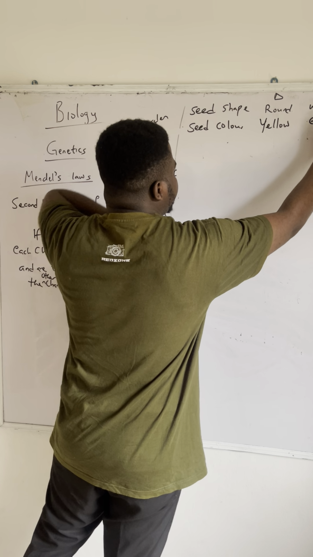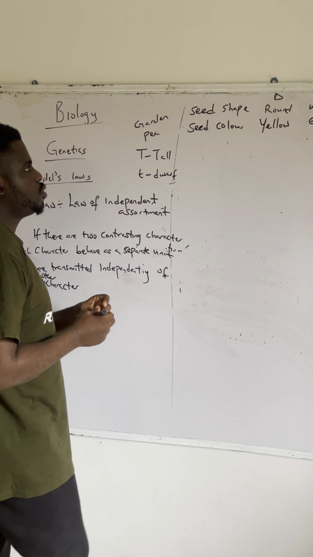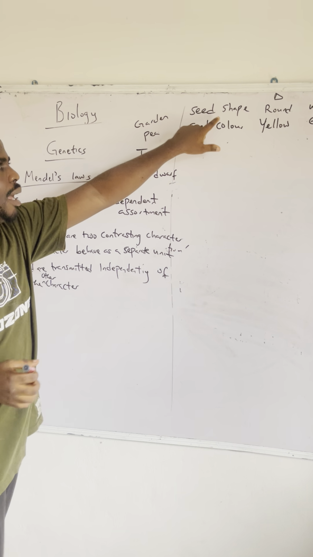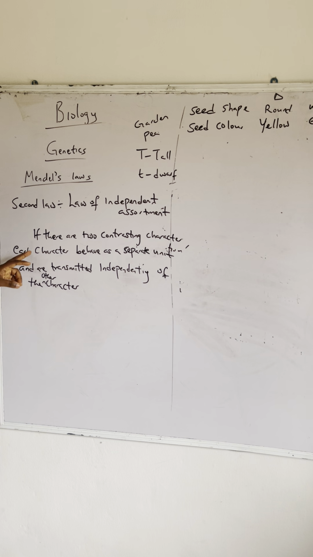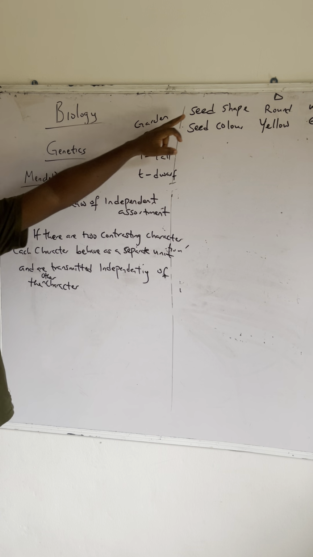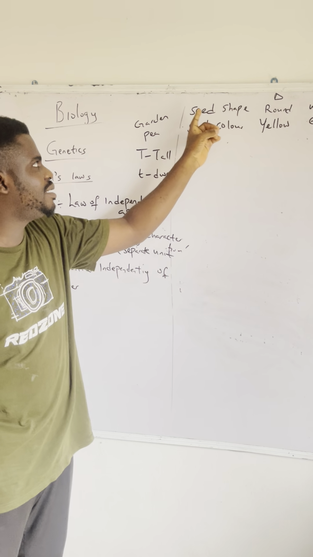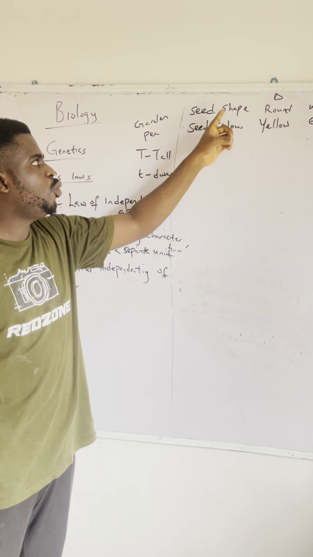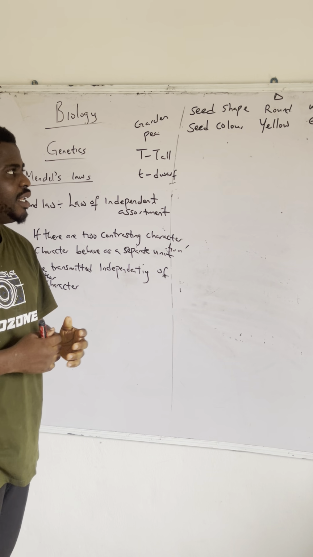Recessive one is green. So it's part of the Mendel experiments. So now, these are the two characters that we have, the seed shape and the seed color. What Mendel is saying is that if you have two different characters like this, each character, maybe like the seed shape, will behave as a separate unit, and the seed color will not affect the transmission of the genes of the seed shape. You get what I'm saying?